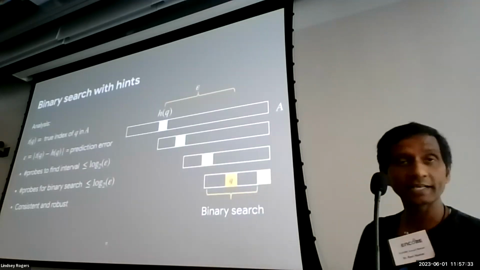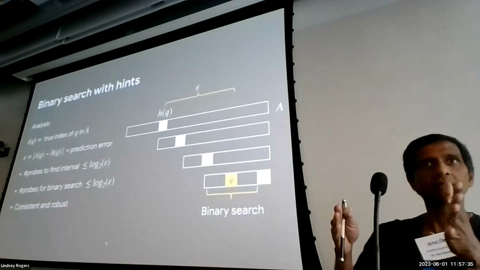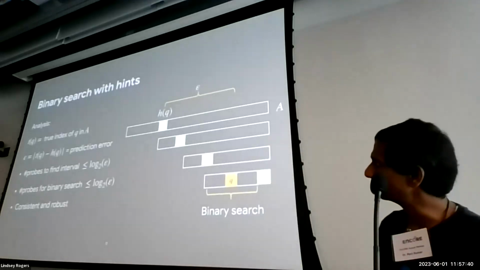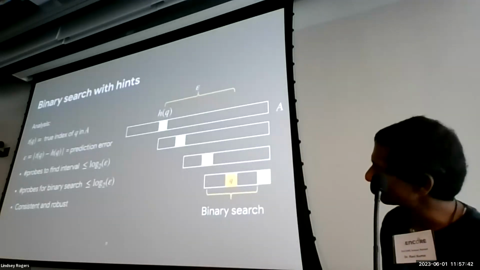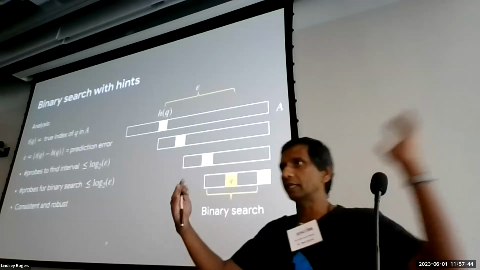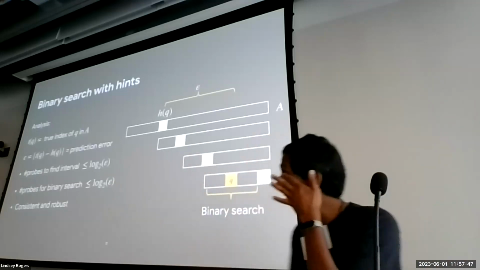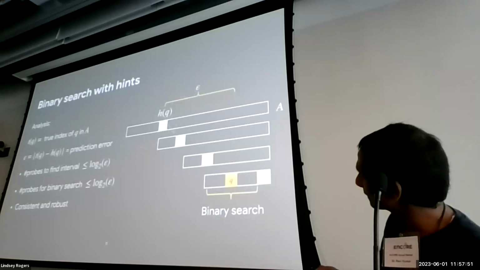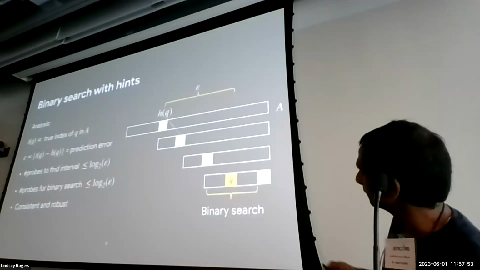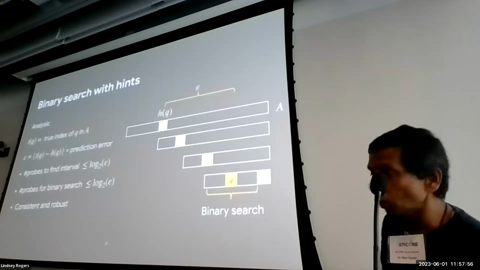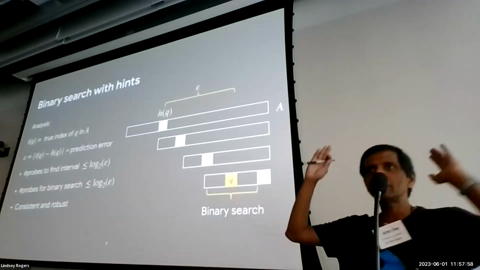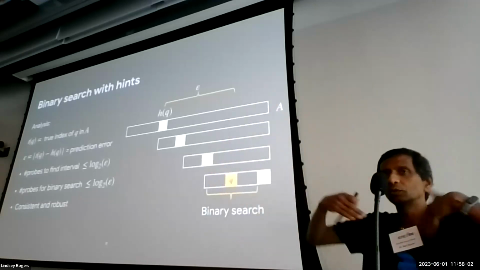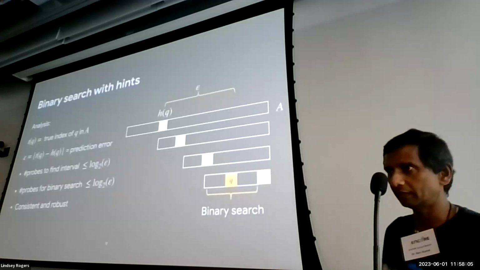Suppose T of Q is the true index of the element Q in this array. And remember, H of Q is the hint that the oracle provided. You can measure the error as the difference between these two, how far the hint was from the true element. The first observation is that the hint is here and the true element is not here. You only need log of this error to find this large enclosing interval, because you do the doubling trick every time. So you only expend about log of this error.